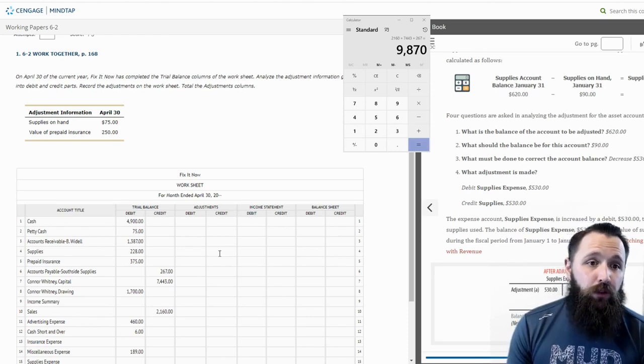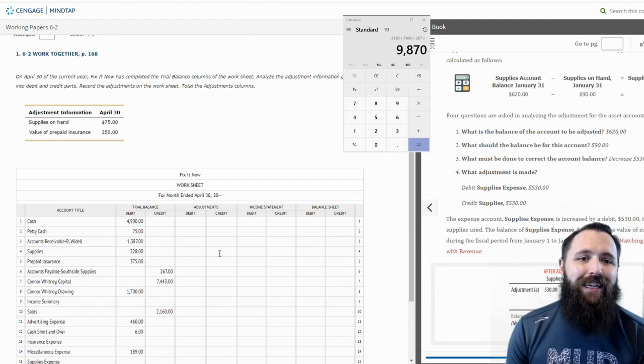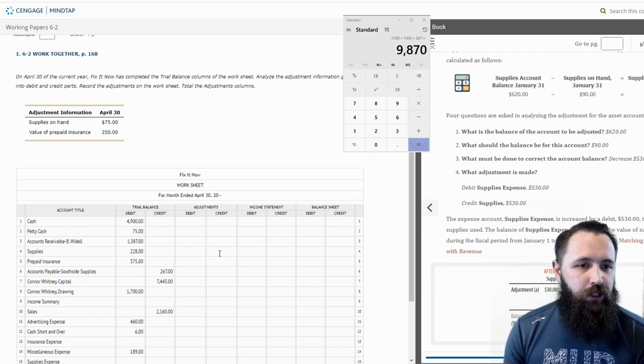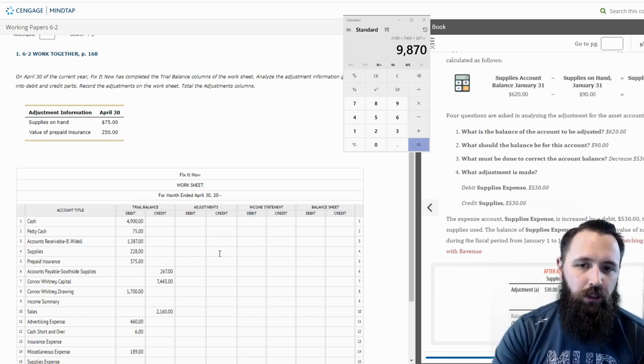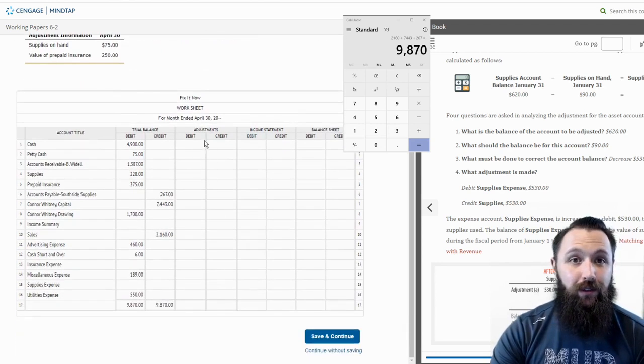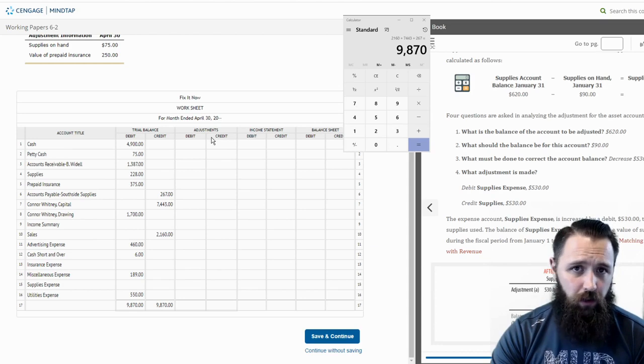So it's on April 30th of the current year. Fix It Now has completed the trial balance columns of the worksheet. Analyze the adjustment information given here into debit and credit parts. Record the adjustments on the worksheet. Total the adjustment column. So here we are just working in this little adjustment section. That's it, okay? We are only in the adjustments.